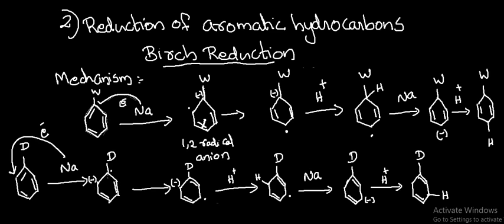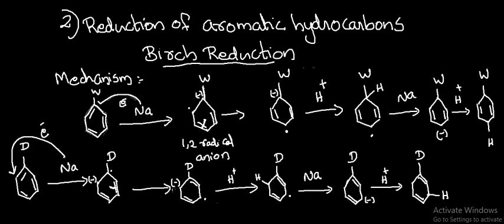This is our 1,2 radical anion and it is highly unstable. It is easily converted into a 1,4 radical anion by the homolysis of this bond. It will homolyze into one electron and here will be one electron. This one electron and one electron will join together to form a double bond, and it will convert into a 1,4 radical anion.